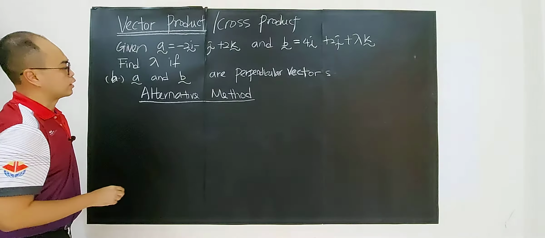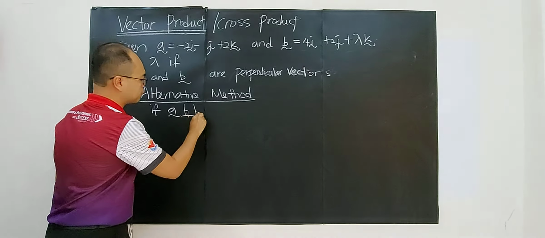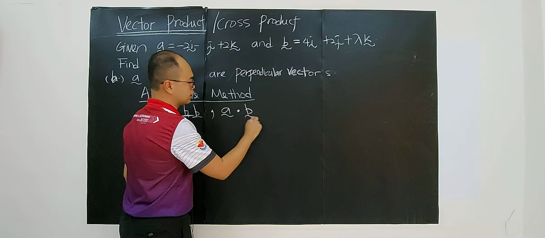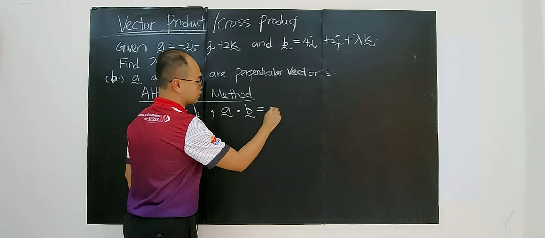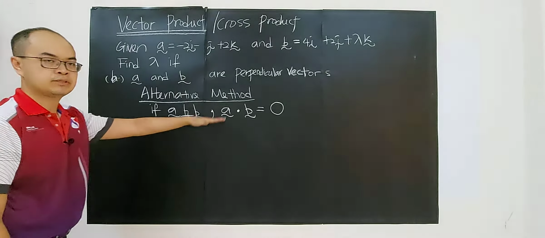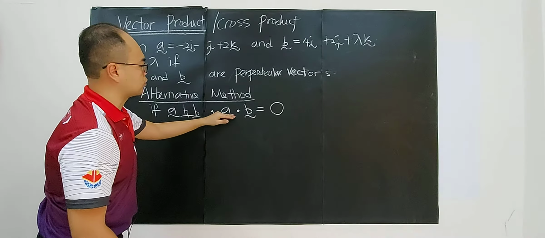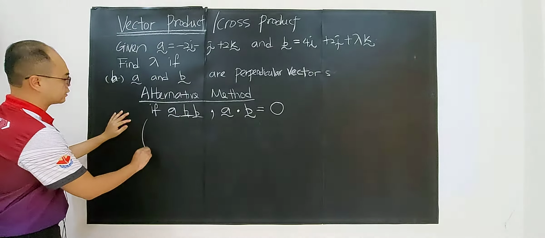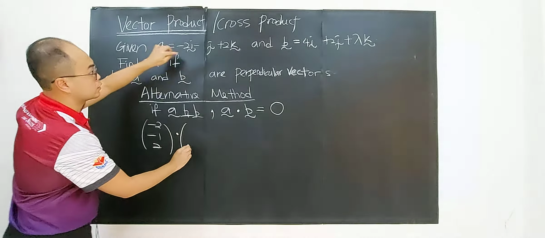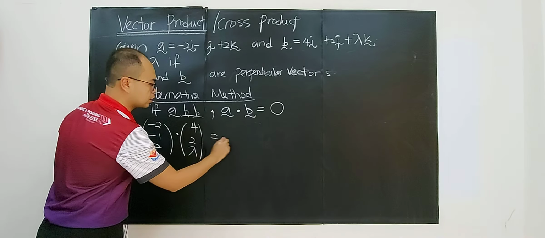So the alternative method is if A is perpendicular to B, we use the knowledge of the dot product. We know that if two vectors are perpendicular, the dot product of these two vectors will produce 0, a scalar. So very easy result. So I just take A dot B. Vector A, which is negative 2, negative 1, 2, dotted with the B vector, 4, 2, lambda. Just equate it to 0.